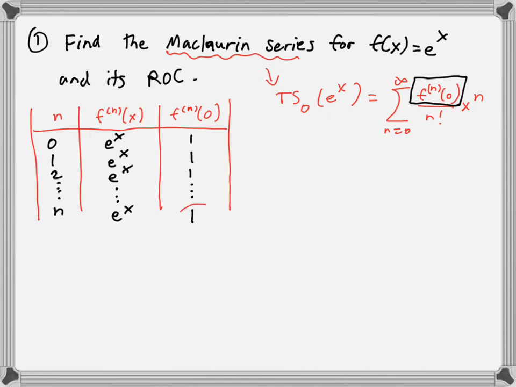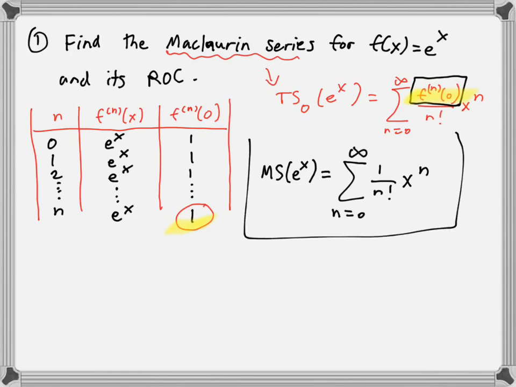So this guy right here, this is what we want, right? This is the nth derivative, and so a 1 is what we're going to put as this numerator. And so what does this mean? The Maclaurin series for e to the x is equal to the sum of 1 over n factorial times x to the n. So this is e to the x. This is another way of writing e to the x.